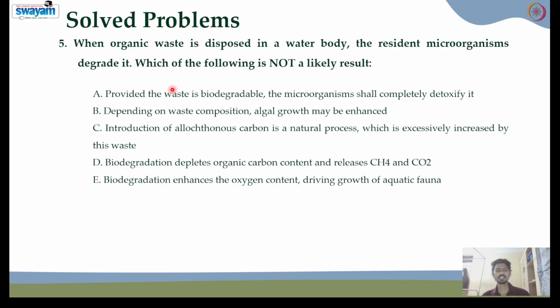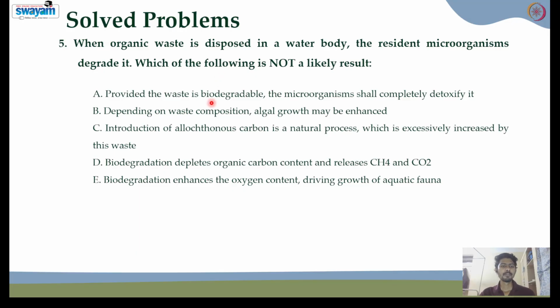When organic waste is disposed in a water body, the resident microorganisms degrade it. Which one of the following is not a likely result? I will repeat the question. When organic waste is disposed in a water body, what happens? And the resident microorganisms degrade it, right? So which of the following is not a likely result?